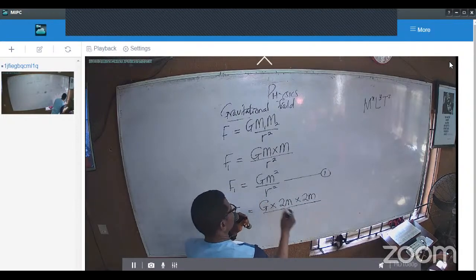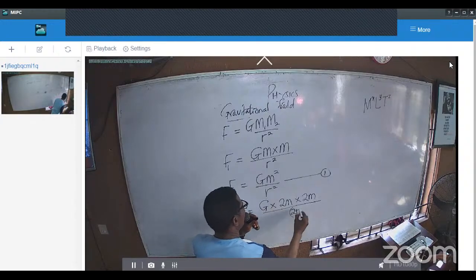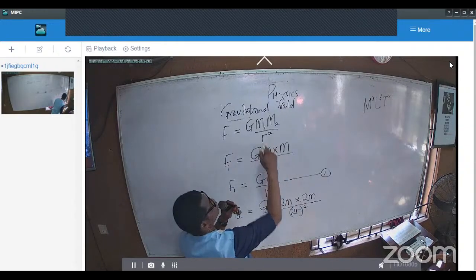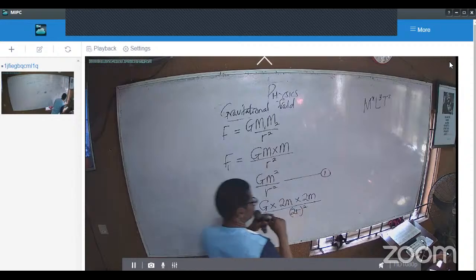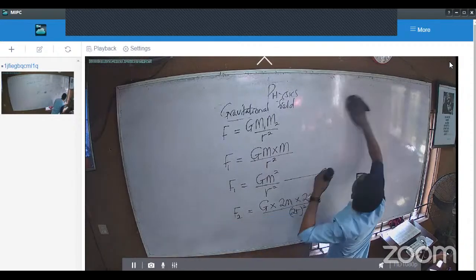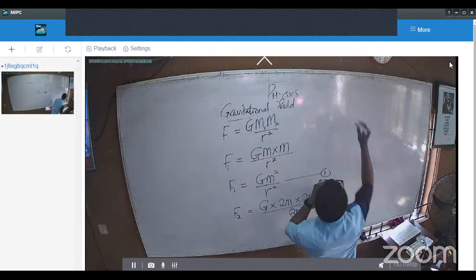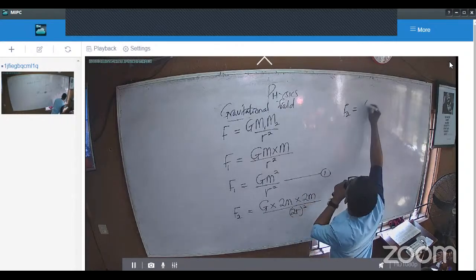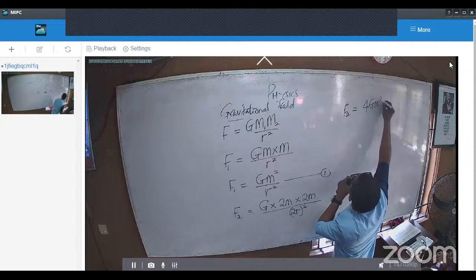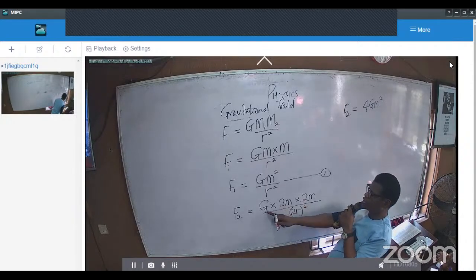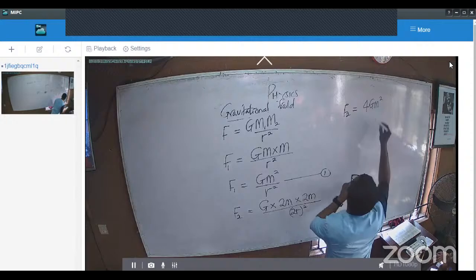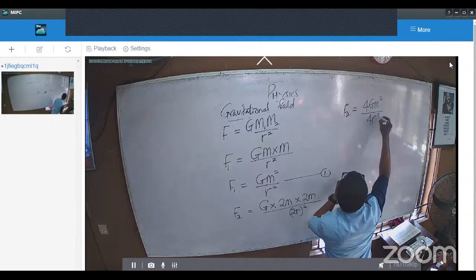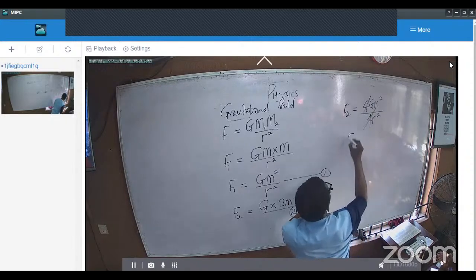2R all squared. The distance was also doubled. What are we going to have now? F2 will now be what? 4GM squared. Do we agree? 4G, M times M, M squared, over what, somebody? 4 can cancel 4, Abby. So what's your F2?